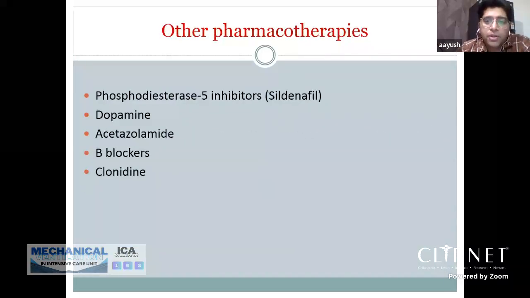Other pharmacotherapies which have been used in the treatment of weaning failure because of cardiac dysfunction are sildenafil, which is a phosphodiesterase 5 inhibitor. Dopamine has been used, but remember that dopamine has been known to increase the risk of arrhythmias and atrial fibrillation in ICU patients, so use with caution. Acetazolamide has been tried particularly when the patient has experienced a lot of metabolic alkalosis because of diuretics. Beta blockers can be tried in patients who have obstructive cardiomyopathy, and clonidine also has been used because it decreases the sympathetic activity.